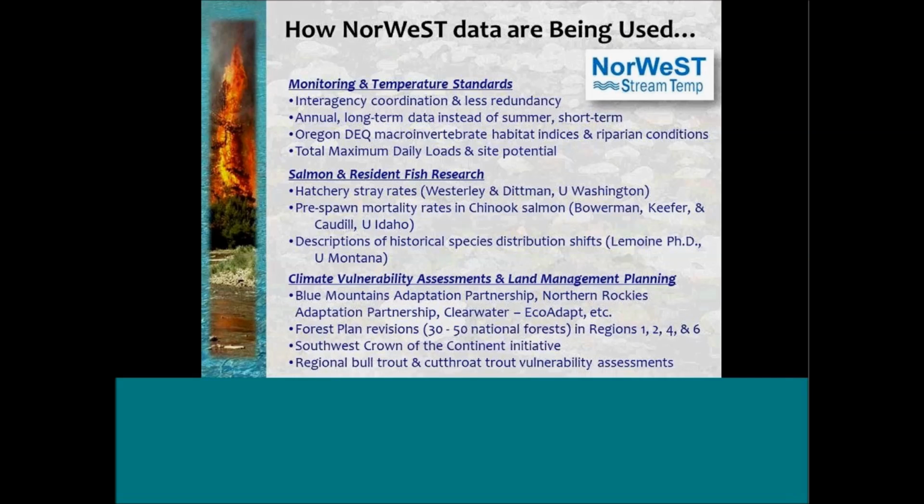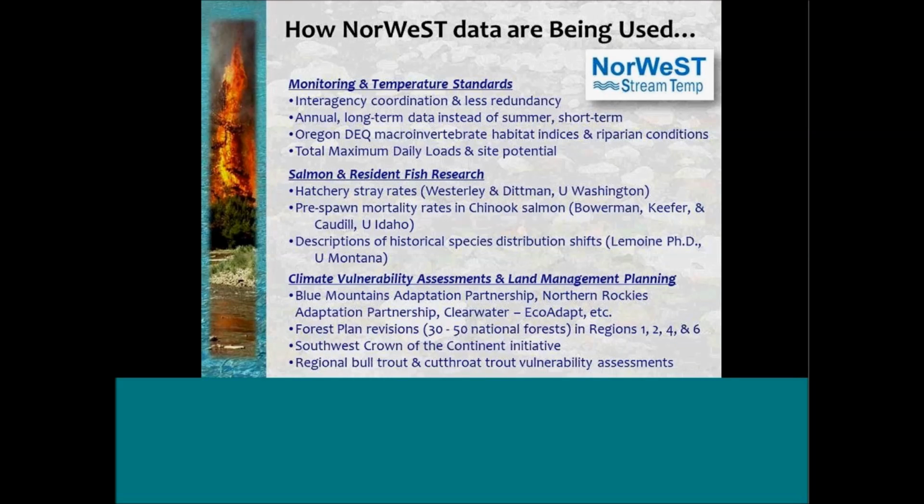And then in terms of the ways it's being used in climate vulnerability assessments and land management planning, there's been a whole series of those, starting with the Blue Mountains Adaptation Partnership last spring, going into the Northern Rockies Adaptation Partnership over this recent fall period, wherein these temperature scenarios, when we now start doing the fish vulnerability assessment piece, are just the foundational piece that we build all the fish distribution maps on top of, whether we're looking at trout or salmon or other species.